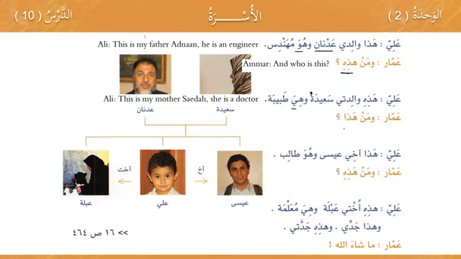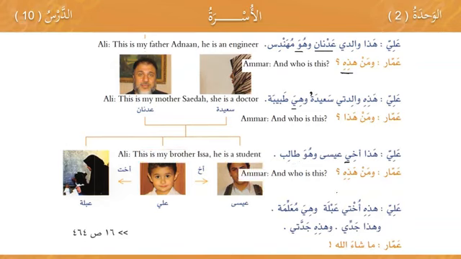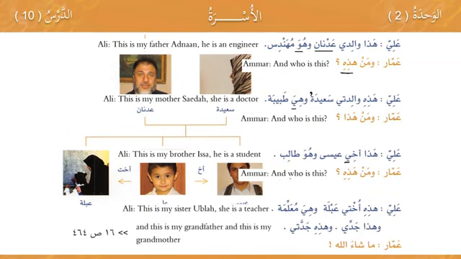Ammar: ومن هذا, and who is this? Ali: هذا أخي, this is my brother. Isa وهو طالب, and he is a student. Ali: هذه أختي, this is my sister. Abla, so the name is Abla. وهي معلمة, and she is a teacher. وهذا جدي, and this is my grandfather. وهذه جدتي, and this is my grandmother.